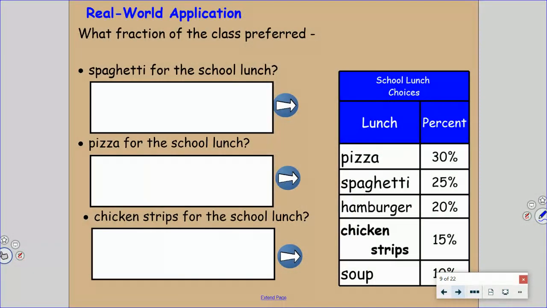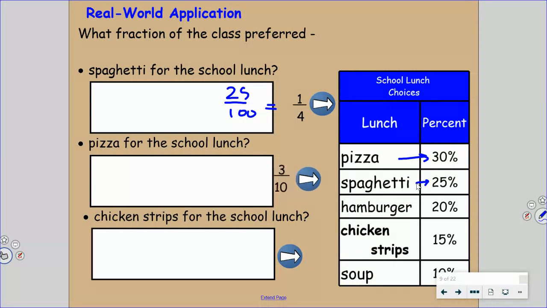All right, pause once again, and I want you to rewrite each of those. I'll give you spaghetti, right? So if I look at spaghetti, 25%, which means 25 out of 100, will reduce to 1/4. See if you can come up with the next two. Pause, come back when you're ready. Pizza being 30%, 30 out of 100 reduces to 3 out of 10 in simplest form. Chicken strips, 15%, 15 out of 100, a little longer to reduce, but 5 is the greatest common factor, so it would have a final fraction of 3 out of 20.